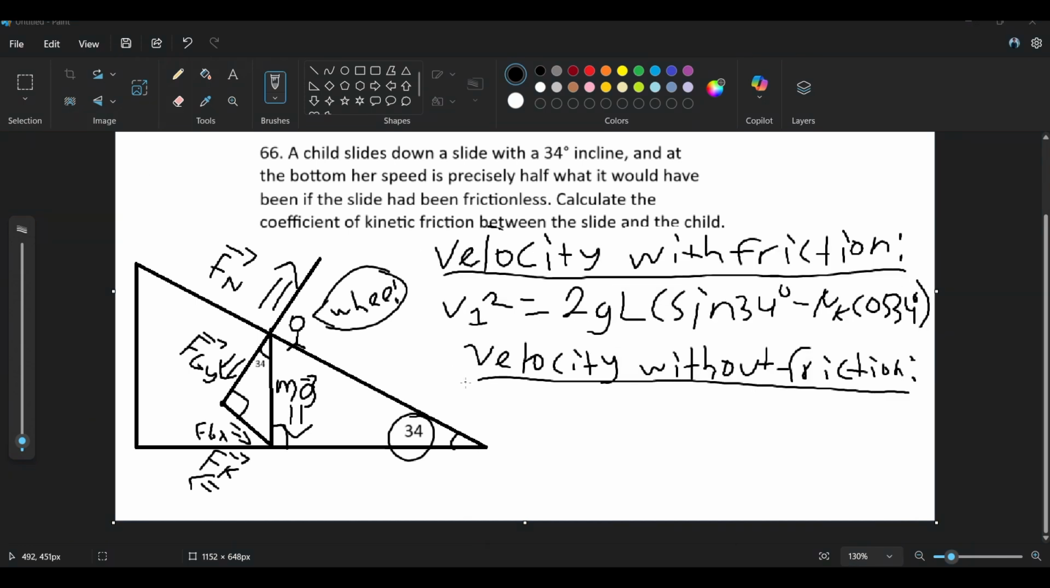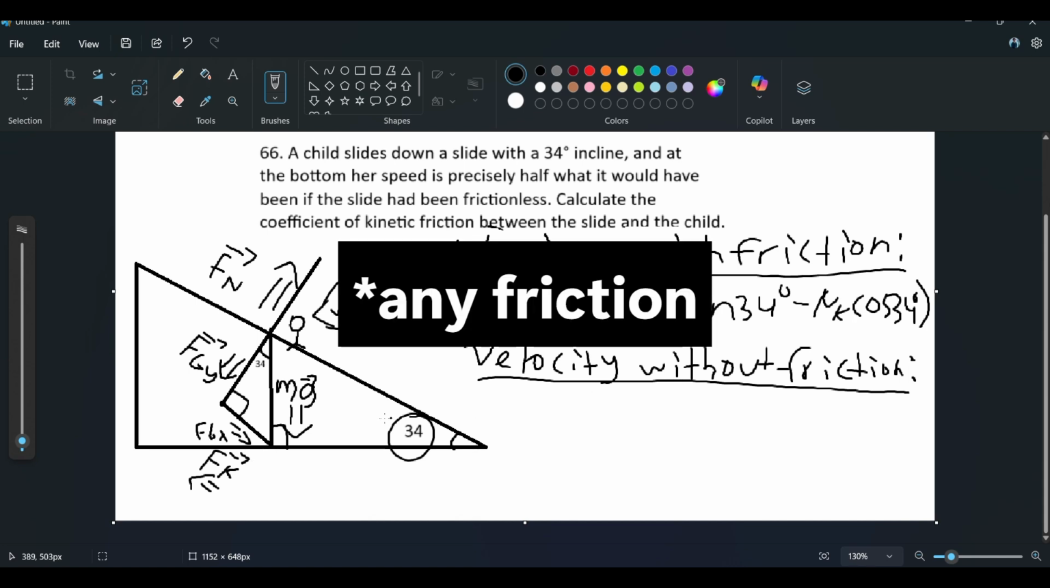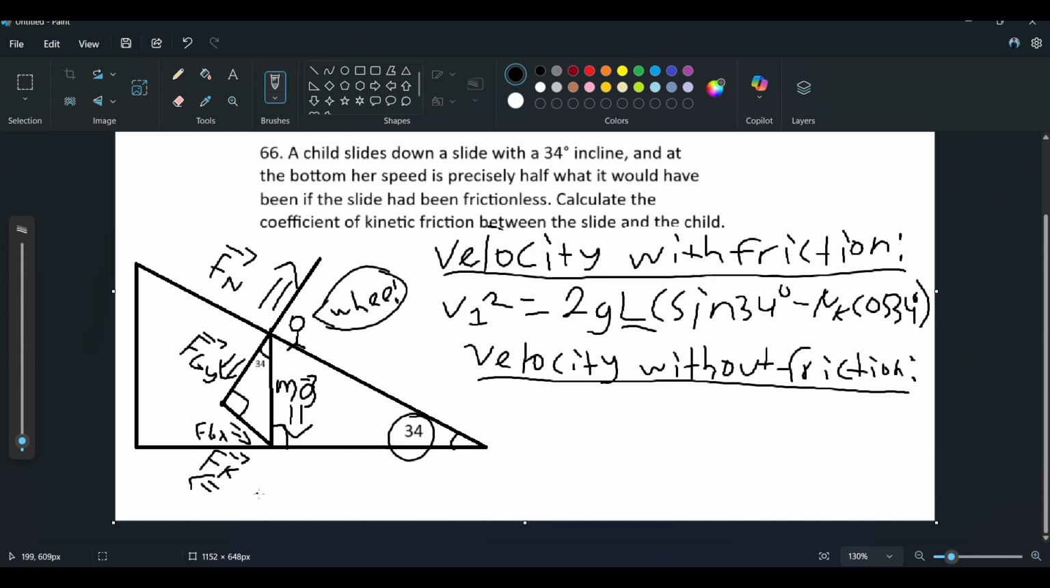So how do we calculate the velocity without friction? To do that, what we're going to need is her acceleration. That's all we need because we have her displacement as L, and we know her initial velocity is 0. Keep in mind, if she isn't experiencing any friction, then she isn't experiencing this kinetic friction force.